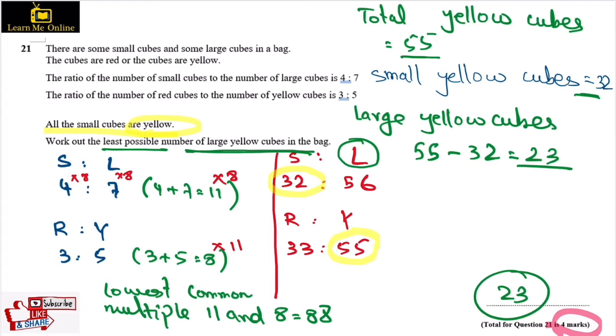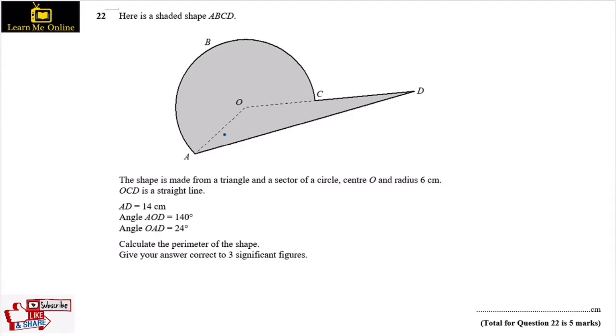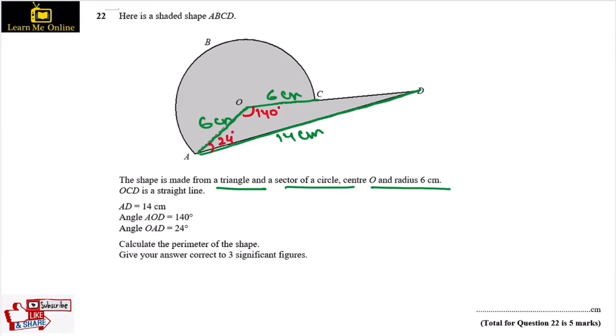Here we say that this is a shape, and the shape is made of a triangle and a sector of a circle. The radius of this is 6 centimeters. So this part is 6 centimeters and this is also 6 centimeters. Now this says that AD is 14 centimeters. So from A to D, which is this length, is 14 centimeters. AOD is 140, so AOD is this angle, which is 140 degrees. OAD is 24, so this angle is 24 here.